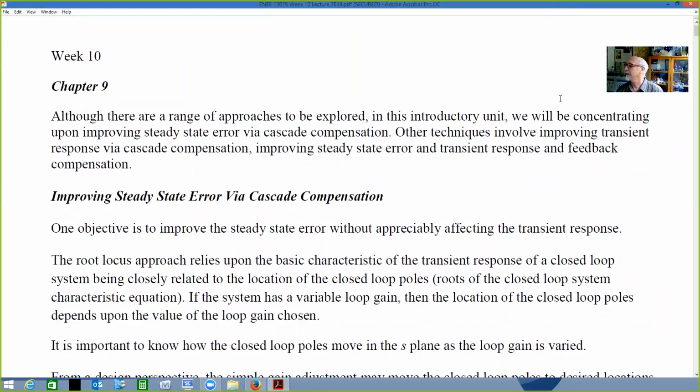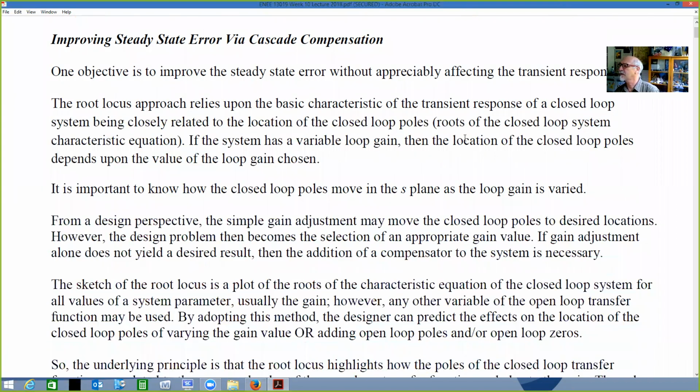All right. The other techniques involve improving the transient response via cascade compensation, improving steady state error, and the transient response and feedback compensation. So we're going to concentrate on improving the steady state error via a cascade compensation technique. So the objective is to improve the steady state error without appreciably affecting the transient response.